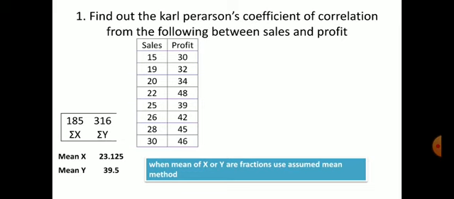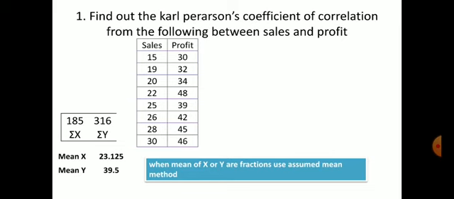Therefore we have to calculate the mean. The arithmetic mean of x is nothing but summation x by n. If you take the summation x by n, it is 23.125. It is a fraction, it is a decimal value we are getting. Then if either x bar or y bar is a fraction, we have to go with the assumed mean method. Okay, assumed mean method, you know the formula.